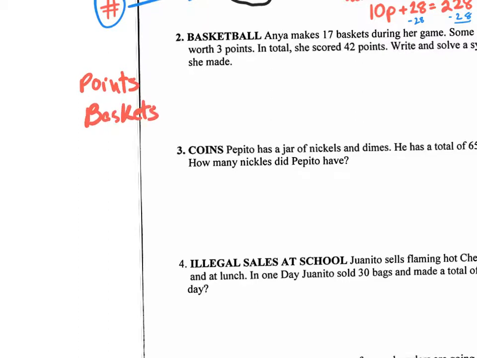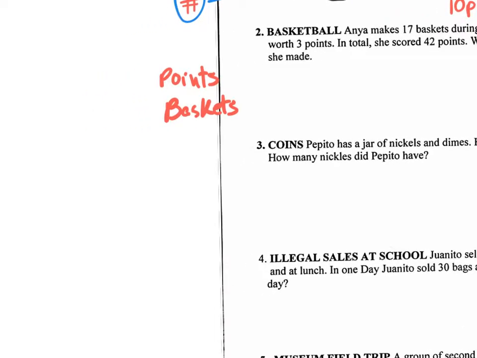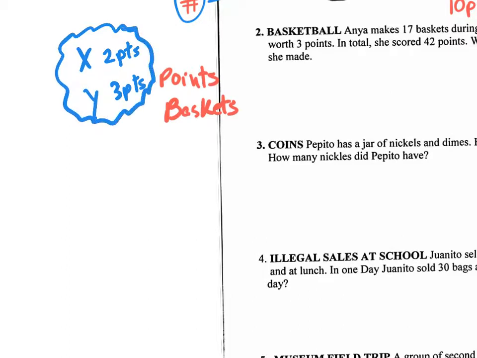Okay, since we identified that we're dealing with points and baskets here, and to make things a little more understandable, let's let the X's be the 2-pointers, and let's make the Y's be the 3-pointers. You don't have to do this, but I'm doing this. So let's make an equation based on points. Do we know how many points she scored? 42. It says right there.